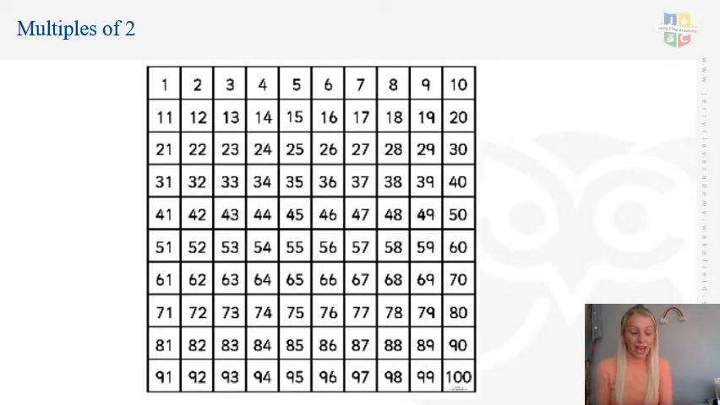Okay, so as today we are focusing on the 2 times tables, we'll be counting in multiples of 2. So we're going to have a practice of counting in twos all the way up to 100. Are you ready to do this together?